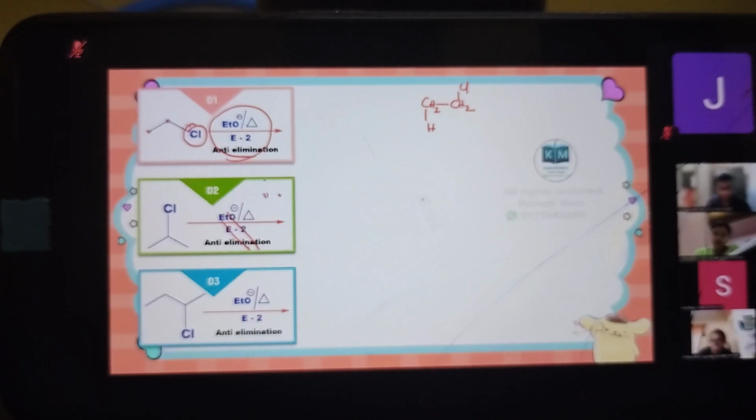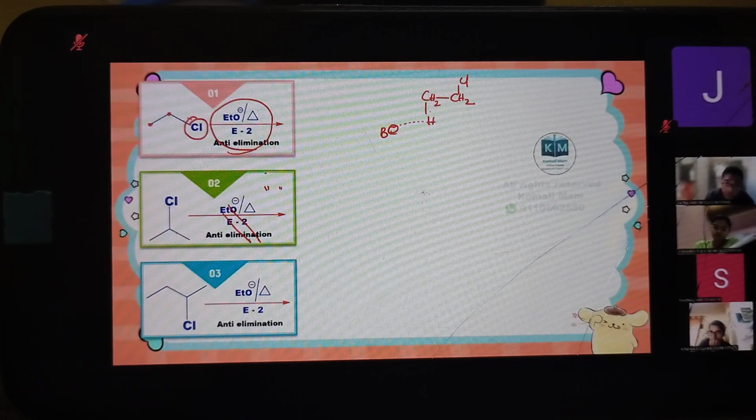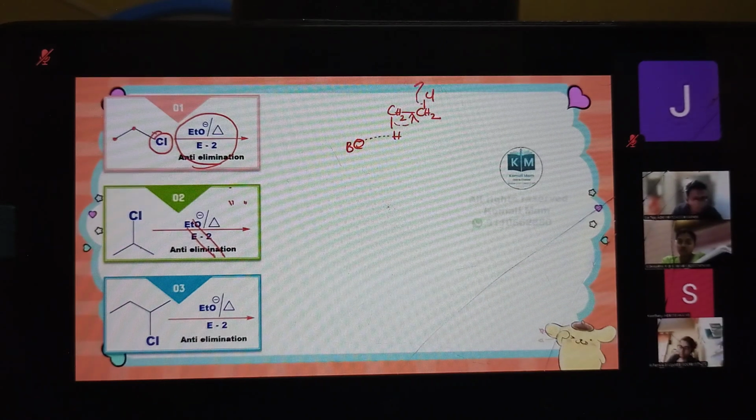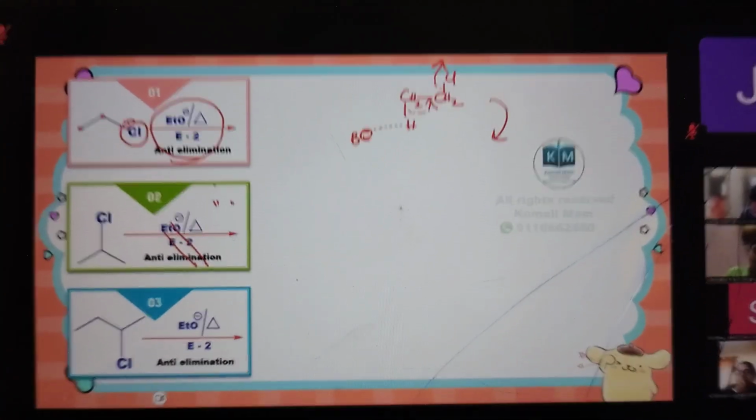CH2, this is Cl. But just I am showing you CH3 like this. First a strong base will come. It forms a bond here like this. Then these 2 electrons slowly shift here. Then these 2 electrons, this chlorine will take and goes outside. So this is called anti-periplanar shift. Means all are in the same plane but in opposite directions like this.